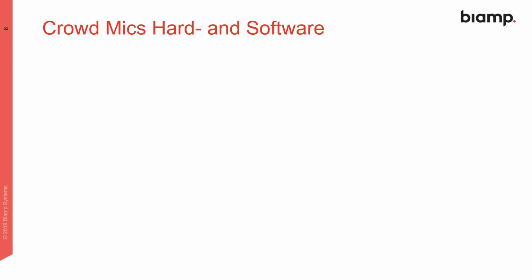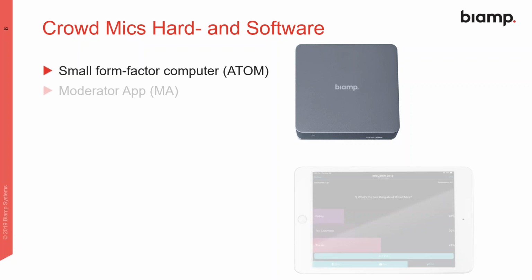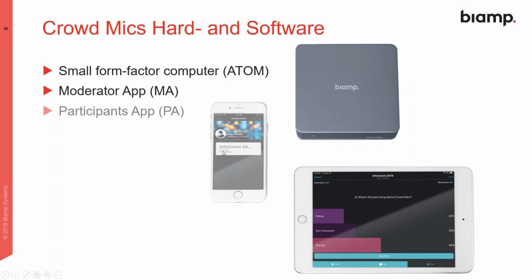So the hardware involved. What equipment do we need to get started with CrowdMics? The only BIAMP hardware device is the CrowdMics Atom. It runs the necessary software to discover and connect with mobile devices on the network, which are running the CrowdMics applications. That's the moderator app, or MA for short, and the participants app.